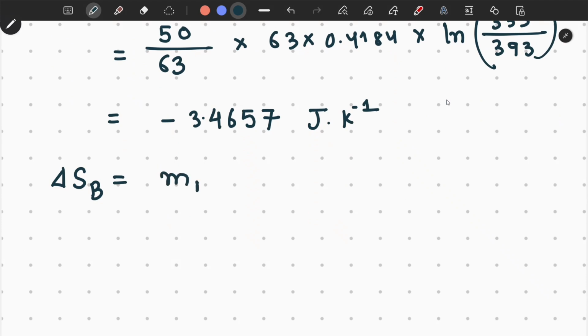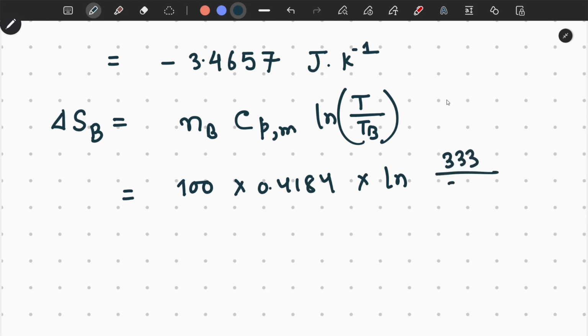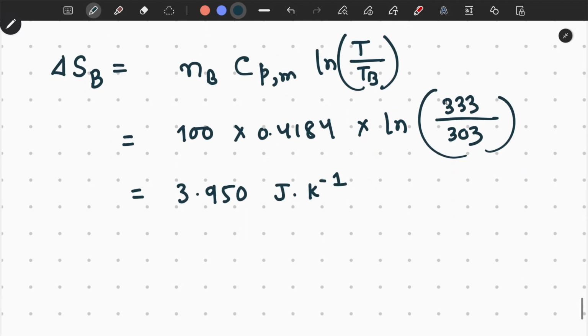Similarly, you can calculate the SB. SB will be nB Cp,m ln T by TB. So nB is obviously 100, and you can directly calculate it with 4.184, but this will now be 333 divided by 303. Calculate it, it will be 3.95. We have already calculated.